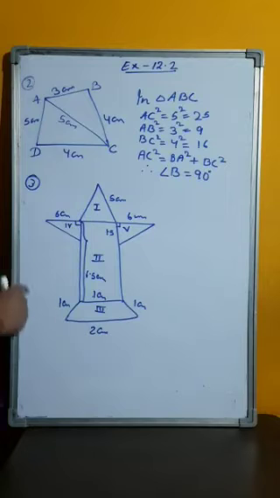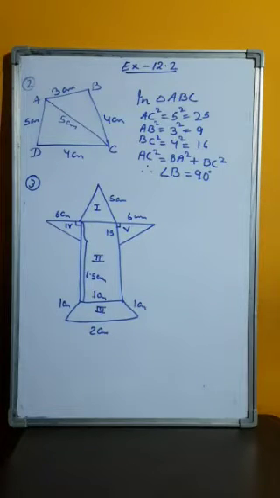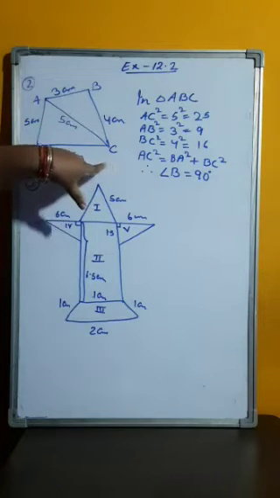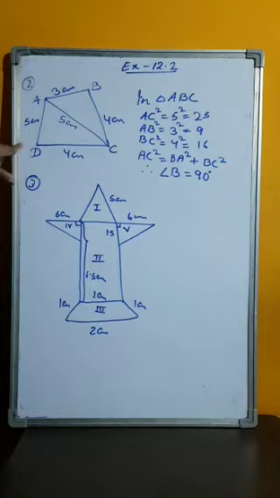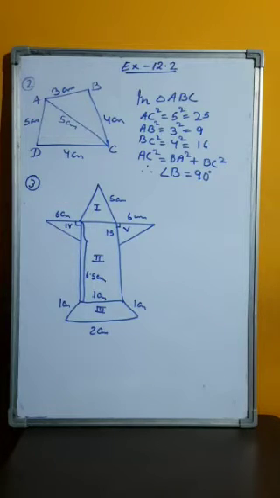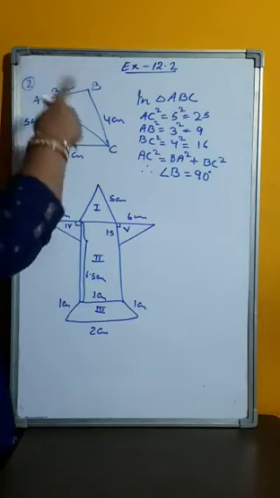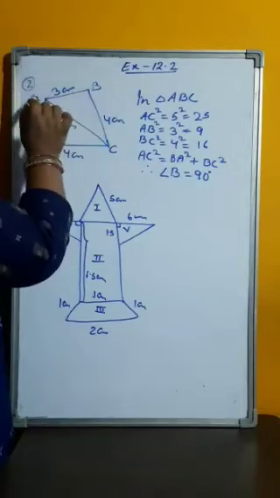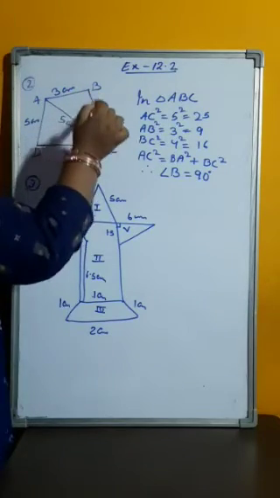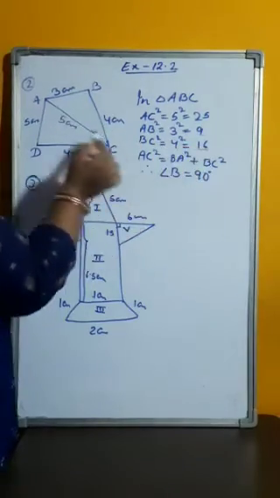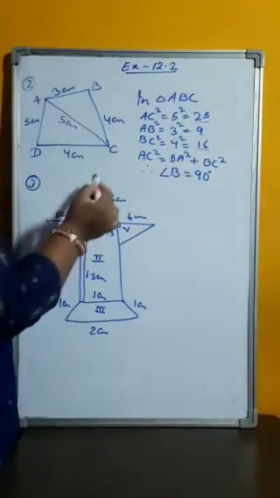Question number 2 says: find the area of a quadrilateral ABCD in which AB is equal to 3 centimeter, BC 4 centimeter, CD 4 centimeter and DA 5 centimeter, and AC length is also 5 centimeter. For calculating the area of this quadrilateral, we can observe triangle ABC. This one is 3, this one is 4. 3 square is 9 and 4 square is 16. AC square is 25.